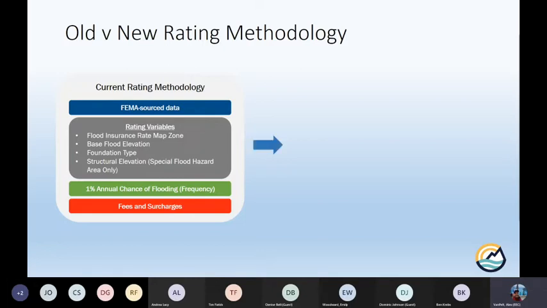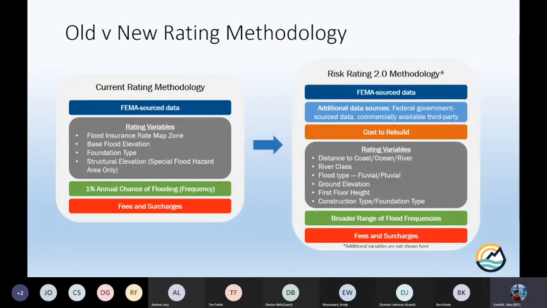What the new methodology is going to look like is something more like this. I'm going to quickly go through this, and then we're actually going to spend the next several slides talking about each of these data sources individually. So FEMA source data and then the fees and surcharges aren't changing. They're still going to be there. It's everything in the middle that's changing. So beyond just the FEMA source data, FEMA is partnering with other federal government agencies to obtain and use some of their data.